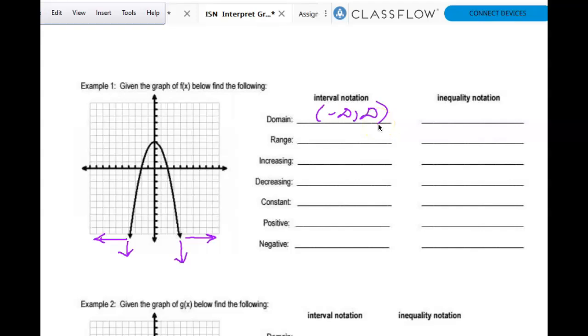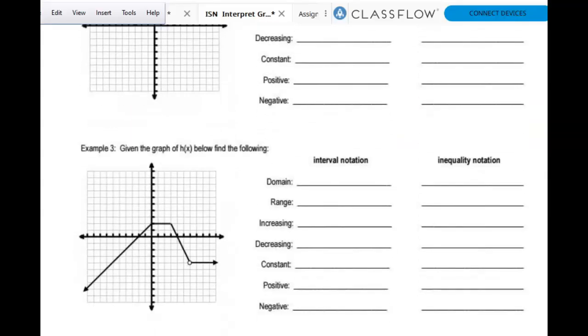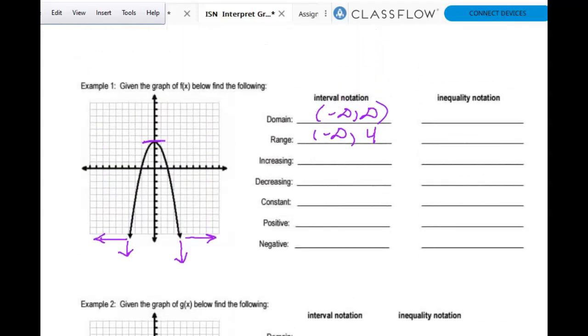The range is going to go from the bottom to the top. And if I look, the bottom is these two. So this is negative infinity. And at the top, what is the top? 4. Is there an open circle there? And we know it's a closed circle because if it was an open circle, it would be an open circle like this. So this gets a bracket.